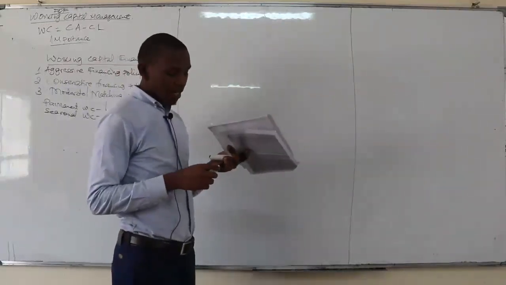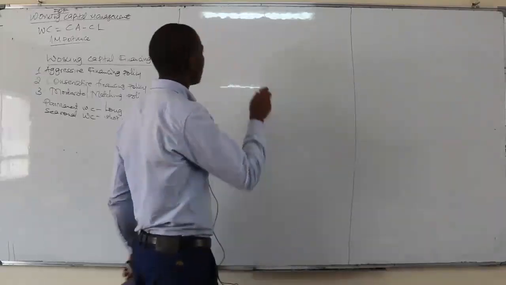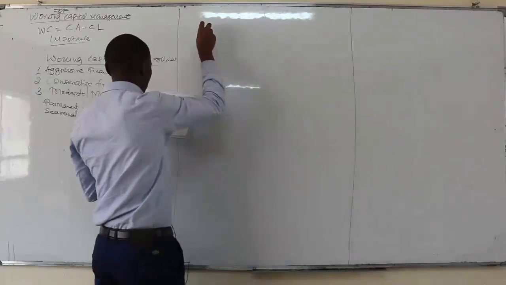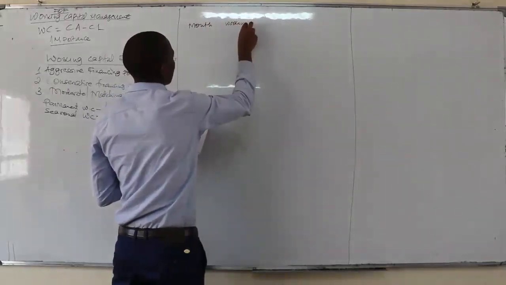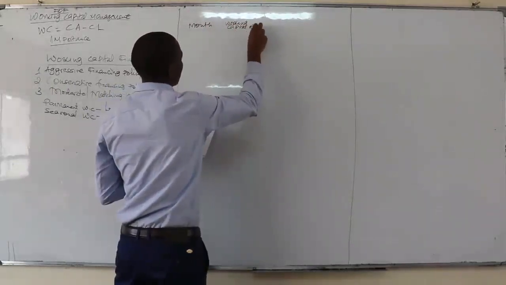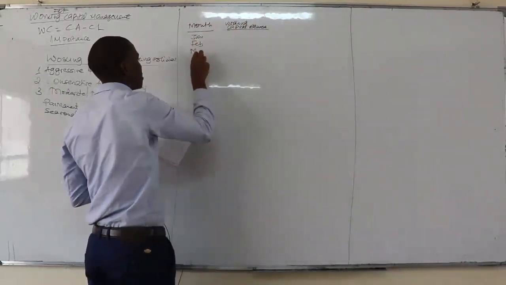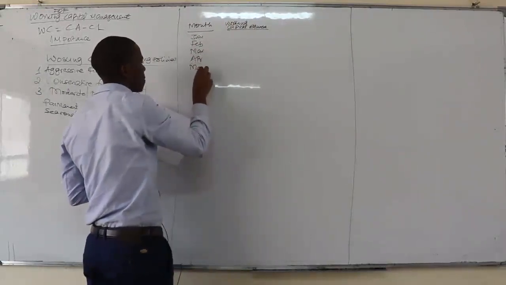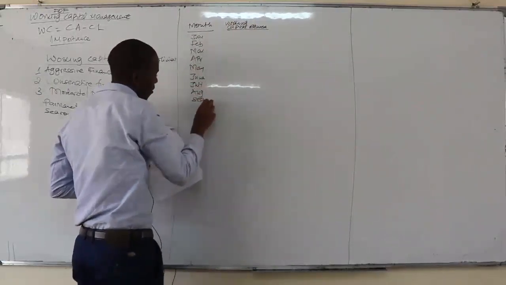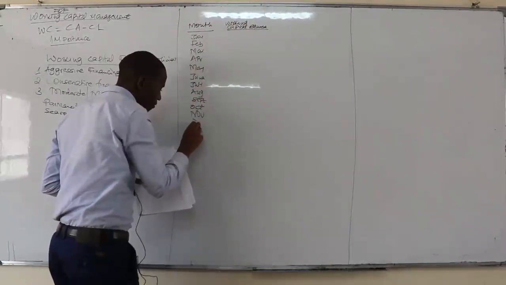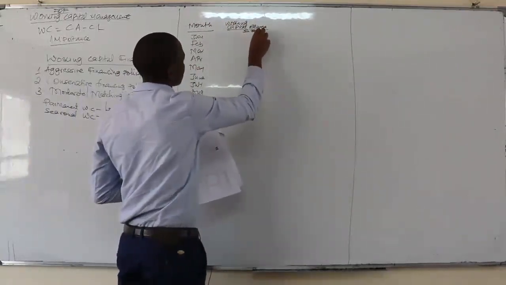The projected monthly working capital requirement is as follows. We have the month, and we have the working capital required. We have January, February, March, April, May, June, July, August, September, October, November, and we have December. Figures are in shillings in thousands.